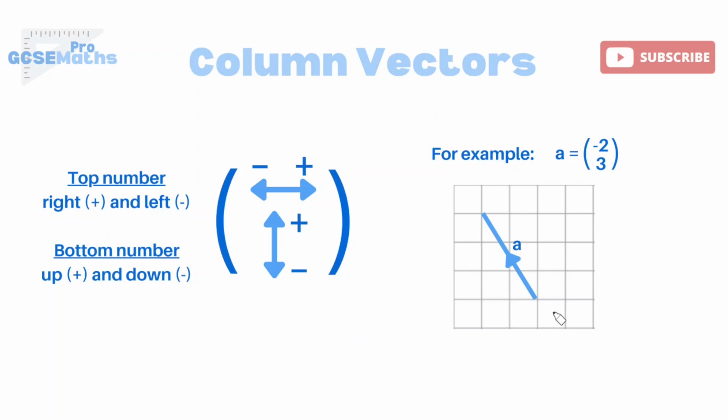Column vectors can be drawn as actual vectors on a grid. They don't have a position in terms of coordinates. There's no actual position. You can draw it anywhere that you have space on a grid, but you just have to make sure the number of squares left and right and up and down are correct.